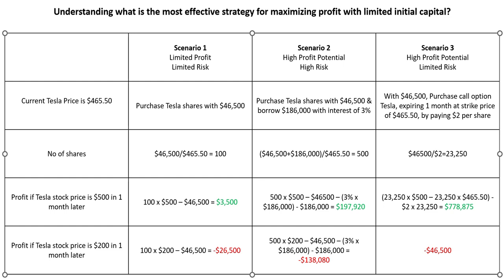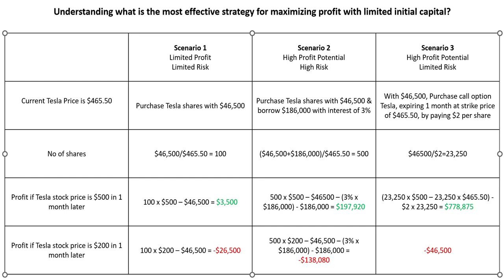Next, for scenario 3, if we are using options. So this is an example with initial capital on hand, $46,500. We purchase a call option of Tesla, expiring 1 month at the strike price of $465.50 at the money by paying $2 per share. The amount of shares that you will get is 46,500 divided by $2 equals to 23,250 shares. Now, what is your profit if Tesla is $500 in 1 month's time?